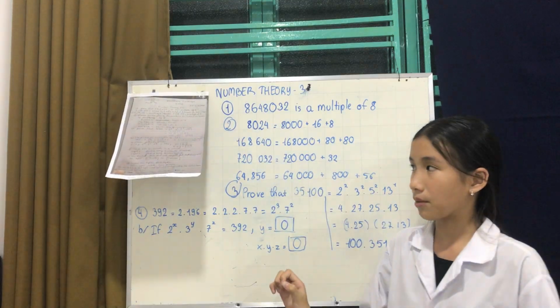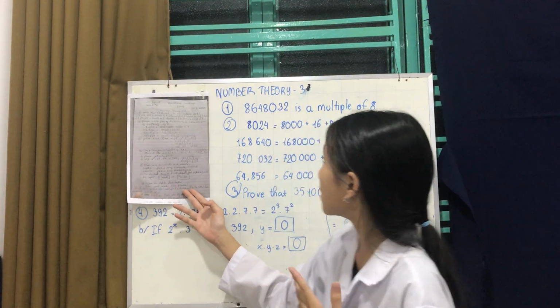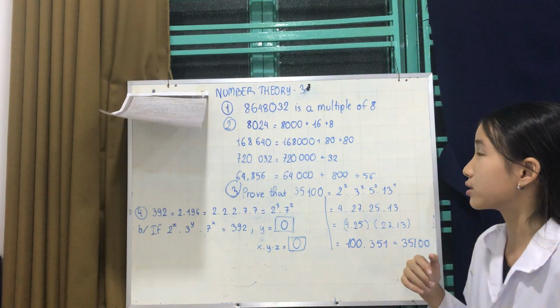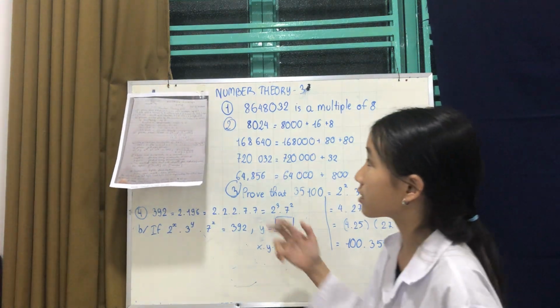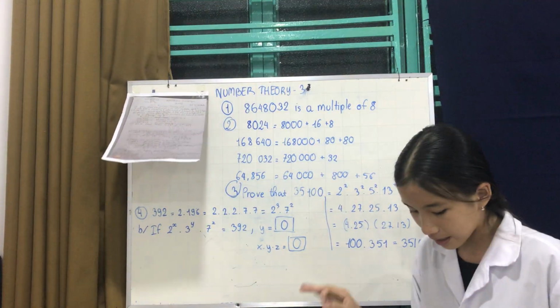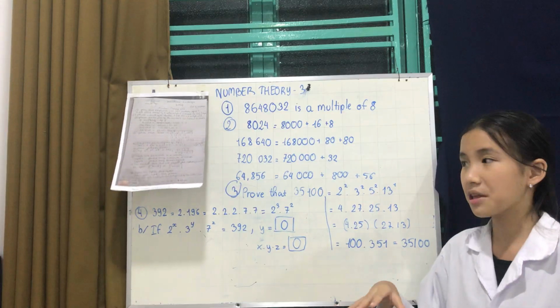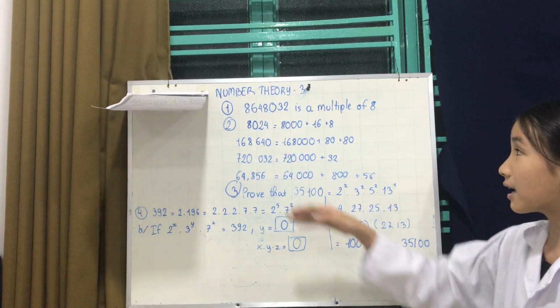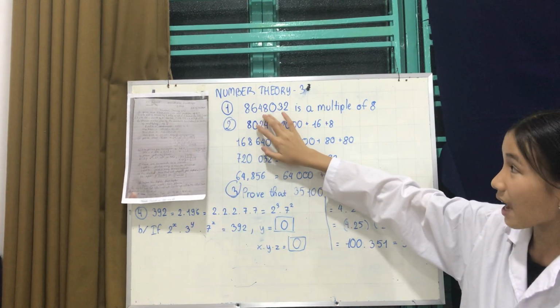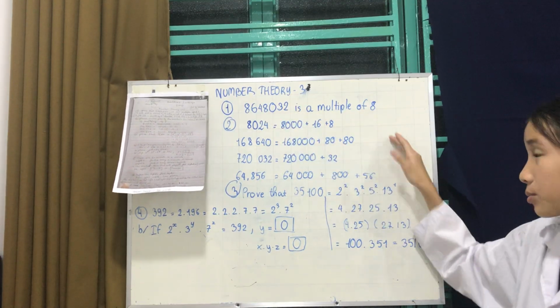So the first problem, Mrs. Pratt said: prove that 8,648,032 is not a multiple of 8. Now, I disagree with this claim, and this statement is false because 8,648,032 is a multiple of 8.